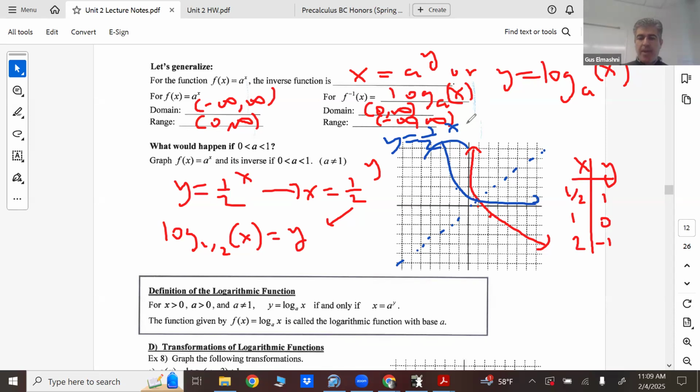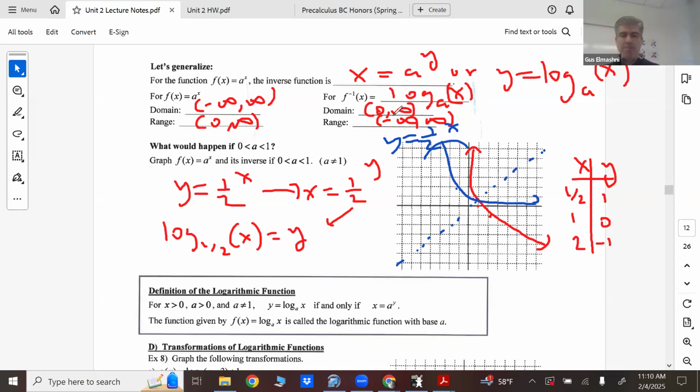Again, y equals log base a of x is the same as x equals a to the y. That's the definition of a log function. We keep a positive, and a does not equal 1. Otherwise, you'd have just a linear function or a constant function. And x is greater than 0. We don't log negative numbers because you can't have a to the y equal x if a is positive. I think that all makes sense. Any questions? No?